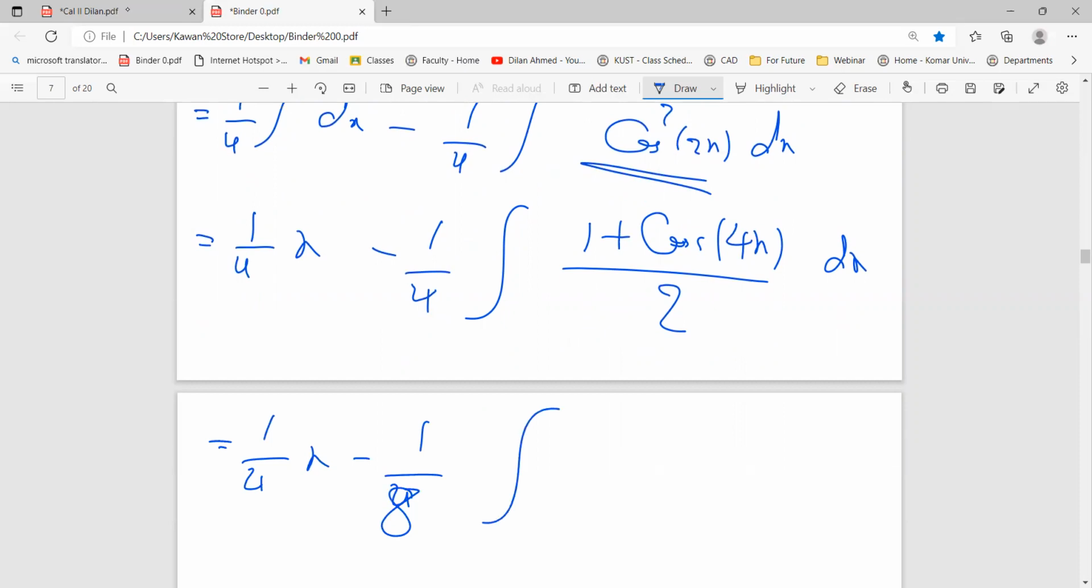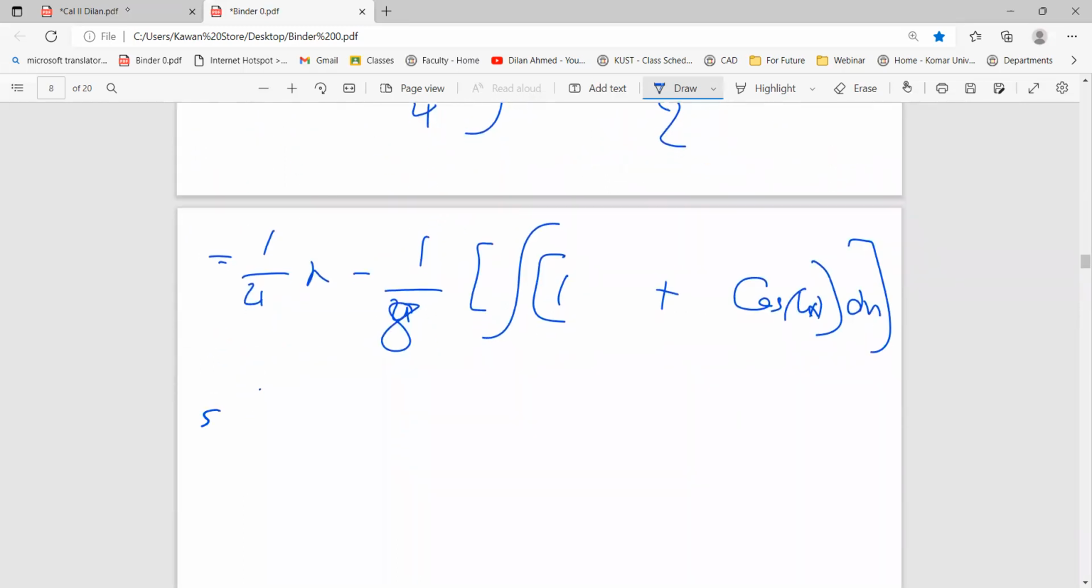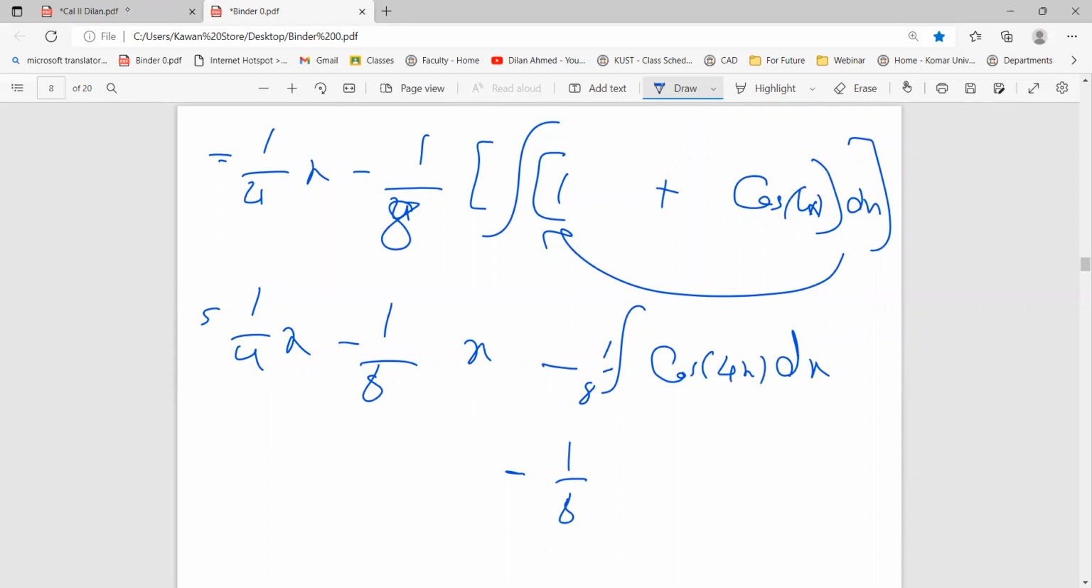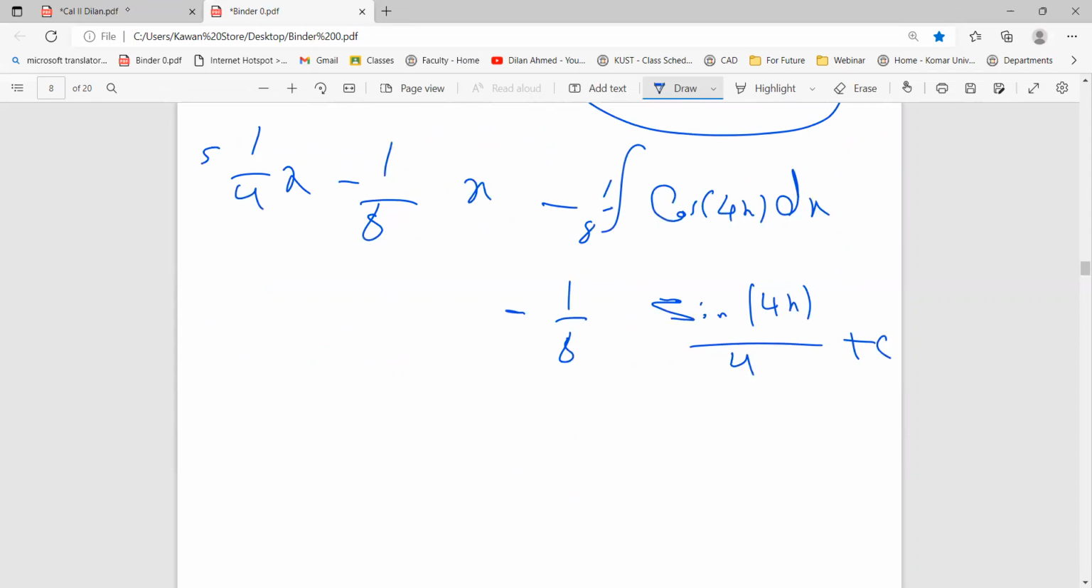Again, integral of 1 plus cosine 4x dx. And the result will be 1 over 4x minus 1 over 8 x, plus, sorry, minus 1 over 8 cosine 2x, and that one is easy, is equal to integral of cosine is equal to sine 4x over 4 plus. This is the simplest one.